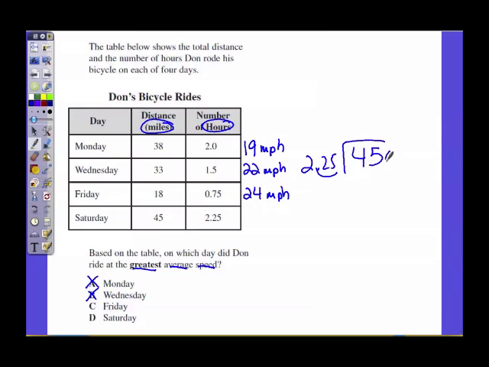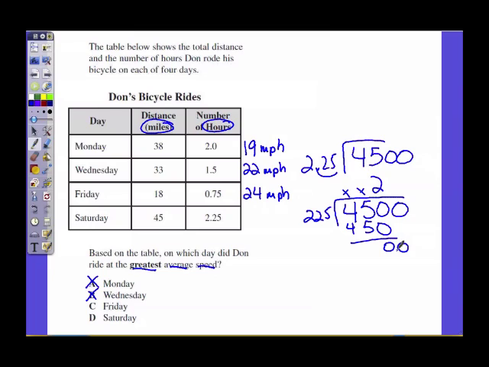Remember, we divide with whole numbers. So move the decimal over 2 places and add zeros when you need to. 4,500 divided by 225, let's see, it doesn't go into 4, it doesn't go into 45, so 2 times 225 is 450. Now don't forget the placeholders, so the answer is not 2, we got to put a 0 in the spot at the end. On Saturday, we went 20 miles per hour. So Saturday is also not the correct solution. The correct solution here is C, Friday, when he went 24 miles per hour.